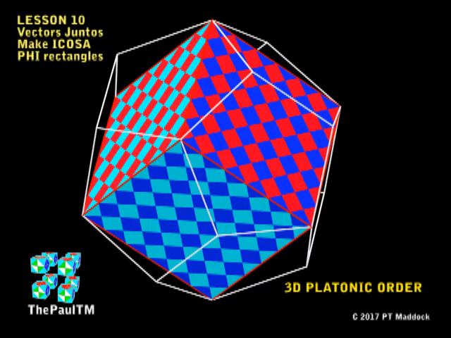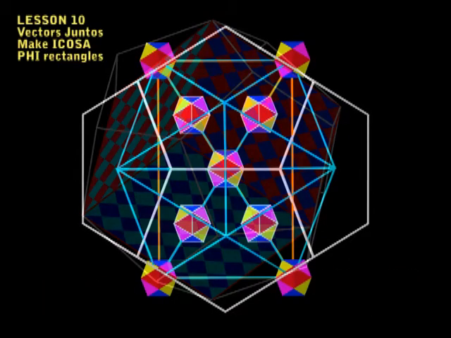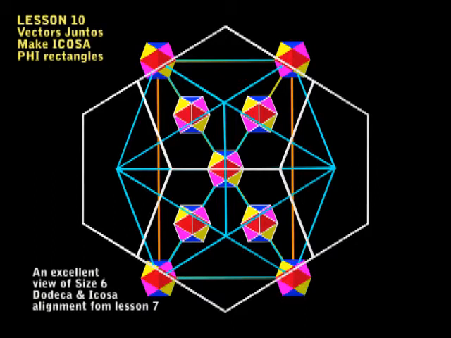Now we'll take a look at lesson 10. In this lesson, we're going to focus on the golden ratio rectangles that make the icosa. In lesson 7, I showed the icosa sitting in the dodeca in a really nice layout. You can see that two edges of the dodeca line up perfectly with two edges of the golden ratio rectangle. I've decided to keep this orientation as a really good orientation.